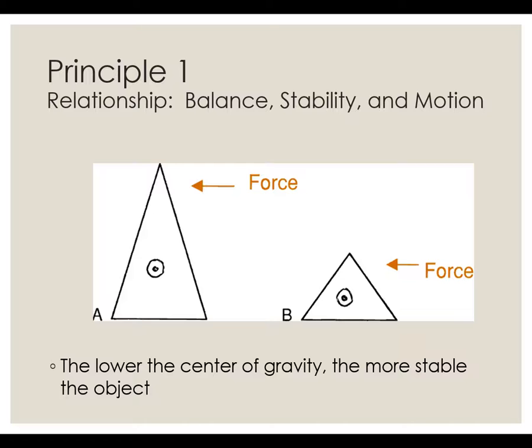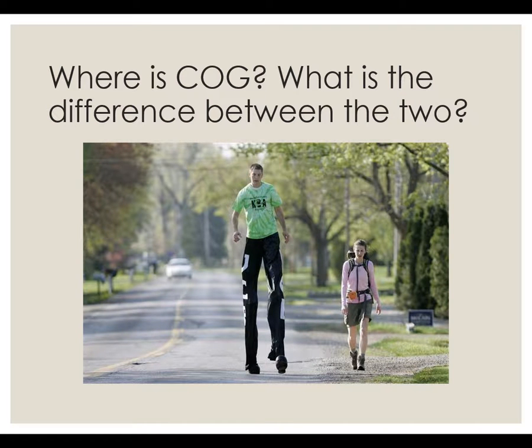Let's take into consideration someone who's standing versus someone who's on their hands and knees crawling. Who's more stable? The person crawling, because their center of gravity is lower to the ground. So where's the center of gravity on each of these people? What's the difference?